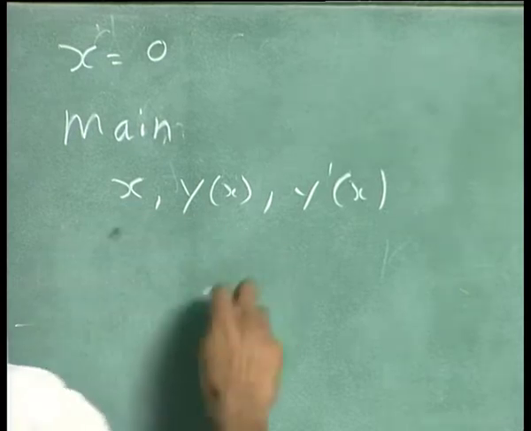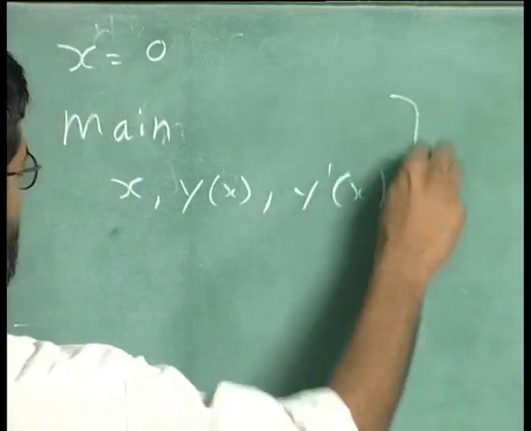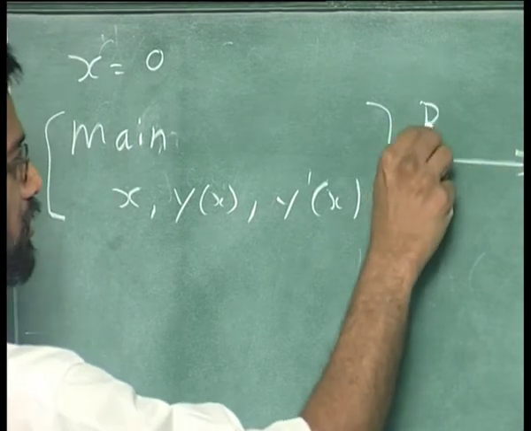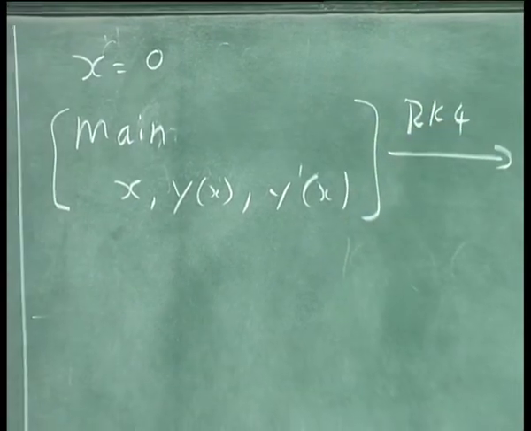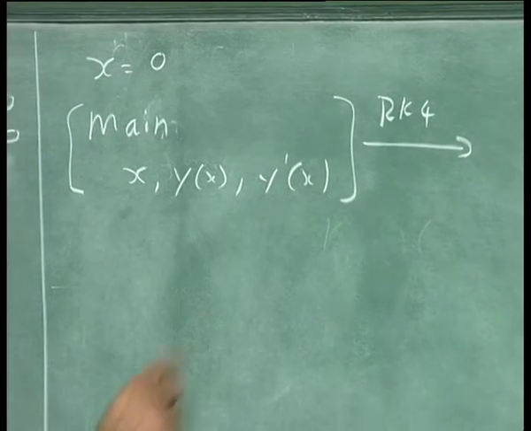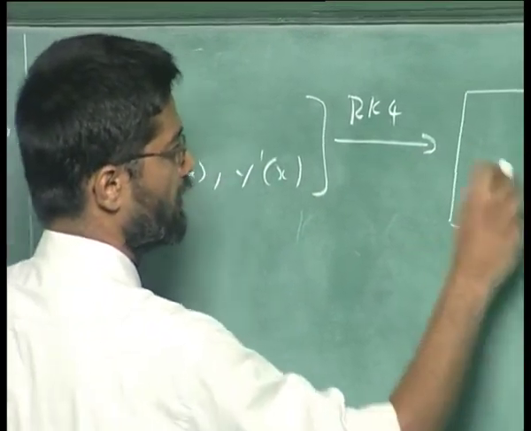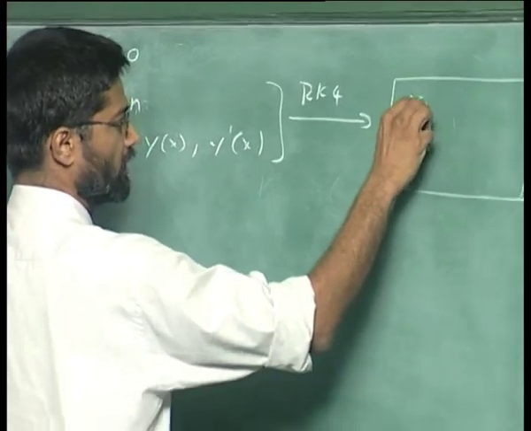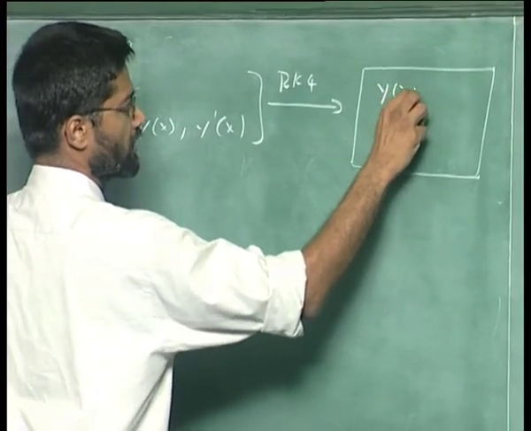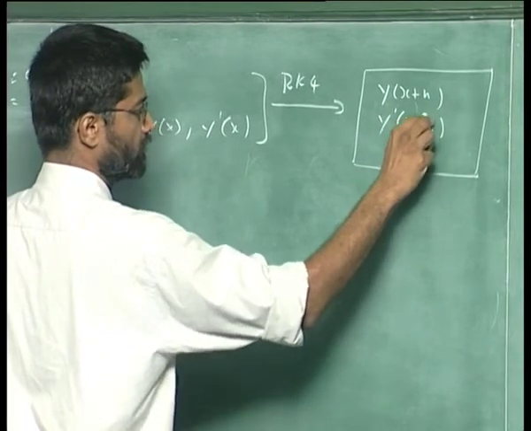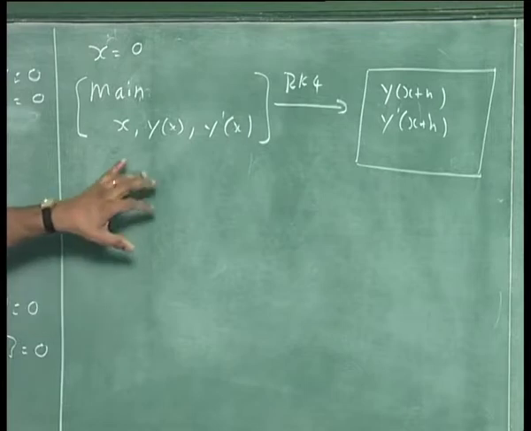And from this main program, it is going to call this Runge Kutta 4, that's why I call it RK4. This program would calculate y at x plus h and y prime at x plus h, given these inputs.